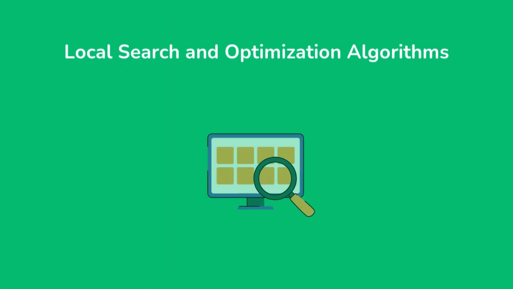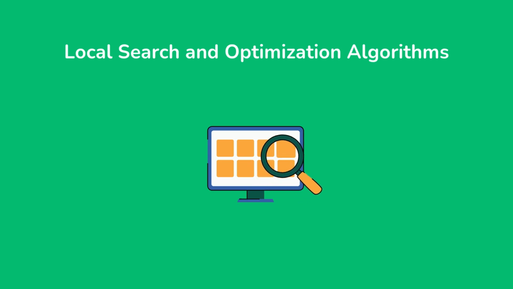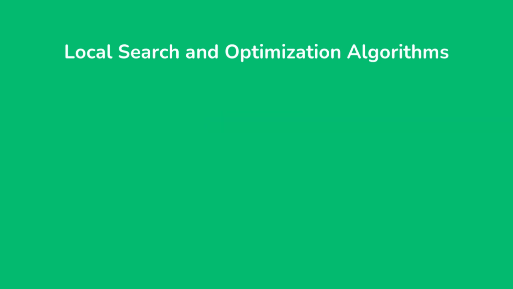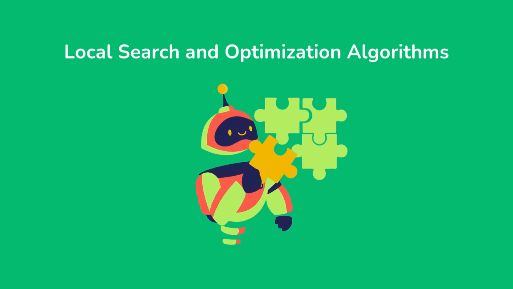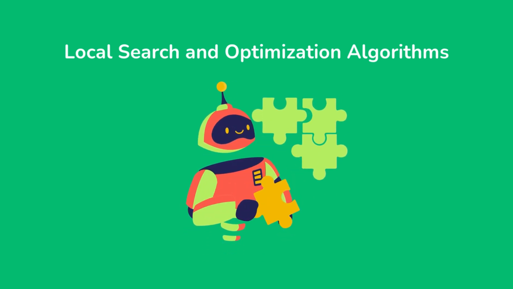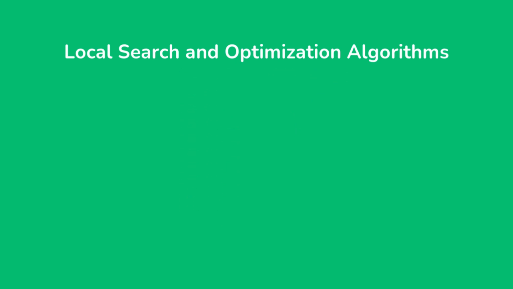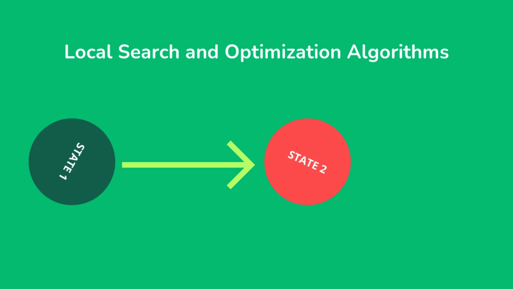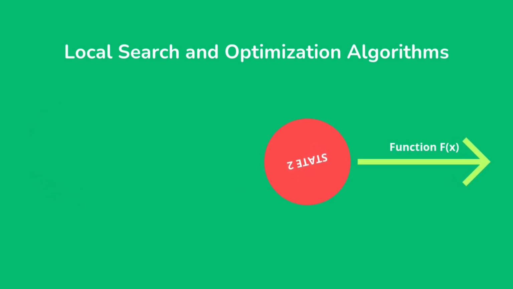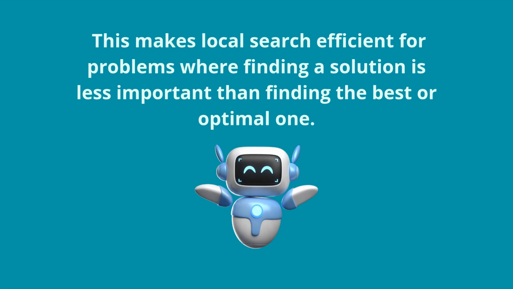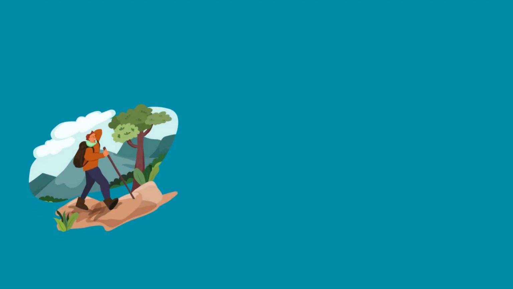These techniques are used when the search space is too large to explore exhaustively, and instead of looking for the perfect solution through every possibility, we try to find a good enough solution by making small changes and seeing if they improve the outcome. Local search algorithms operate on a single current state rather than exploring multiple paths. They move from one state to a neighboring state, usually based on some objective function that measures how good that state is. If the move leads to an improvement, they accept it and continue. This makes local search efficient for problems where finding a solution is less important than finding the best or optimal one.